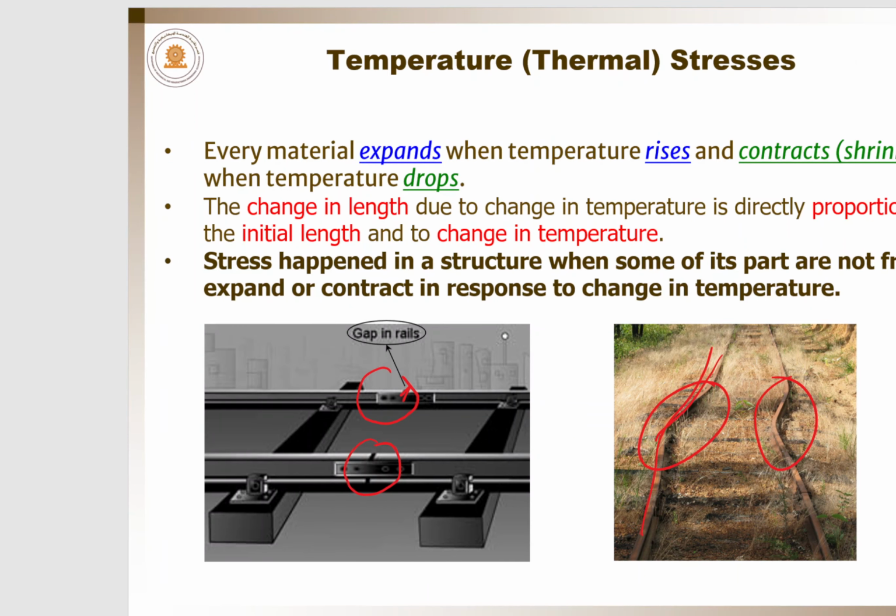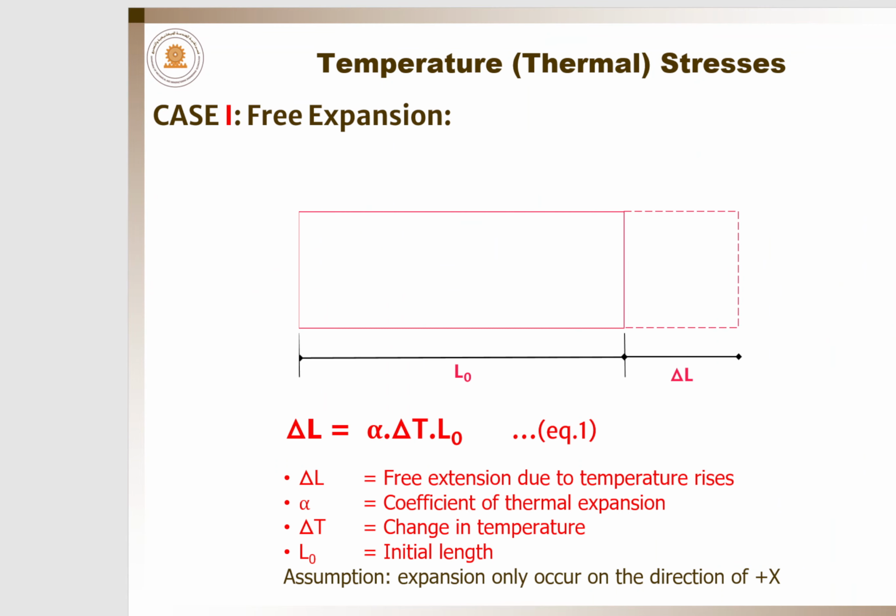Now see here, we have a material right in front of us. This material's initial length is how much? Initial length is L naught. So now when we increase the temperature, what happened? There is some amount of expansion here, that is delta L. Delta L is the free extension due to temperature rise.